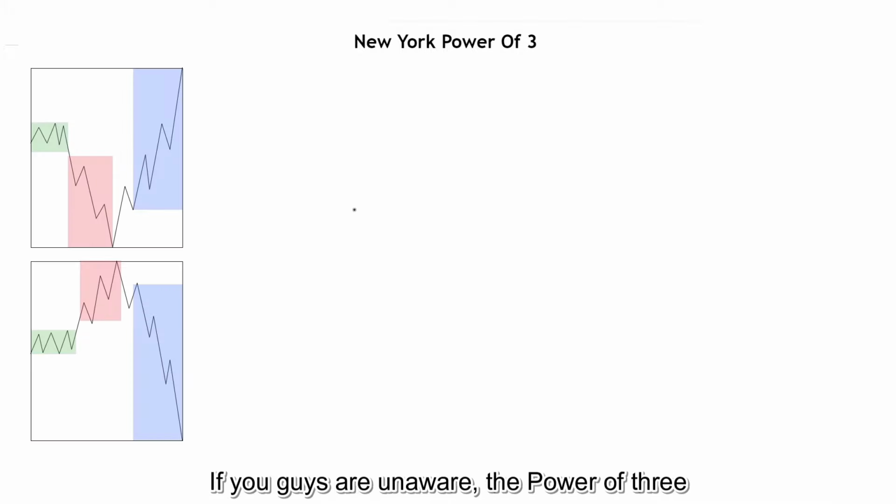The model that we're going to be going over is the New York Power of 3. If you guys are unaware, the Power of 3 is a 3-step framework. First, we have the accumulation phase, followed by the manipulation phase, and then we have the distribution phase.